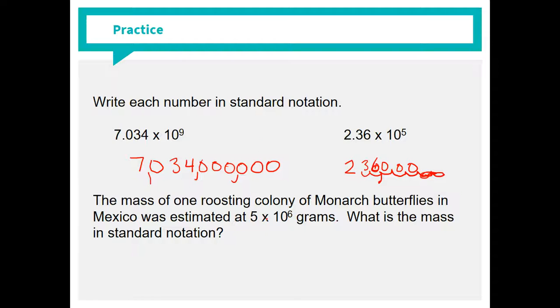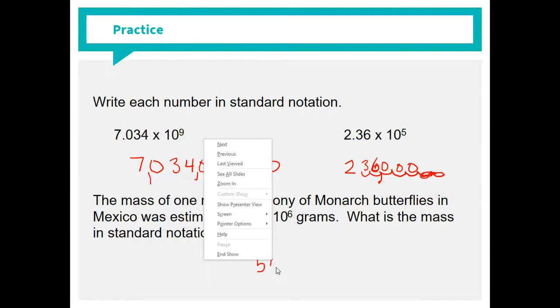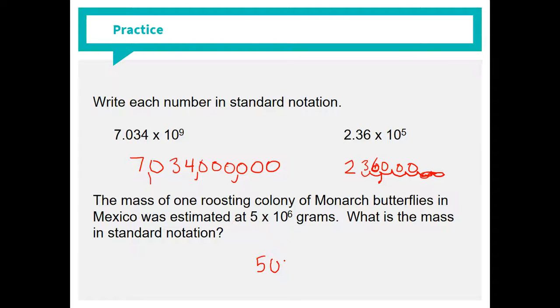All right, the mass of one roosting colony of monarch butterflies is pretty big when they get to Mexico. They just fill these trees. It's funny, they go all that way for one set of trees. It is estimated at 5 times 10 to the 6 grams. What's the mass in normal notation? So I got 5, and then it would be 0.0, so I just start moving it. 1, 2, 3, 4, 5, 6. And then I can do this. So it's literally 5 million grams. That's a lot of butterflies.